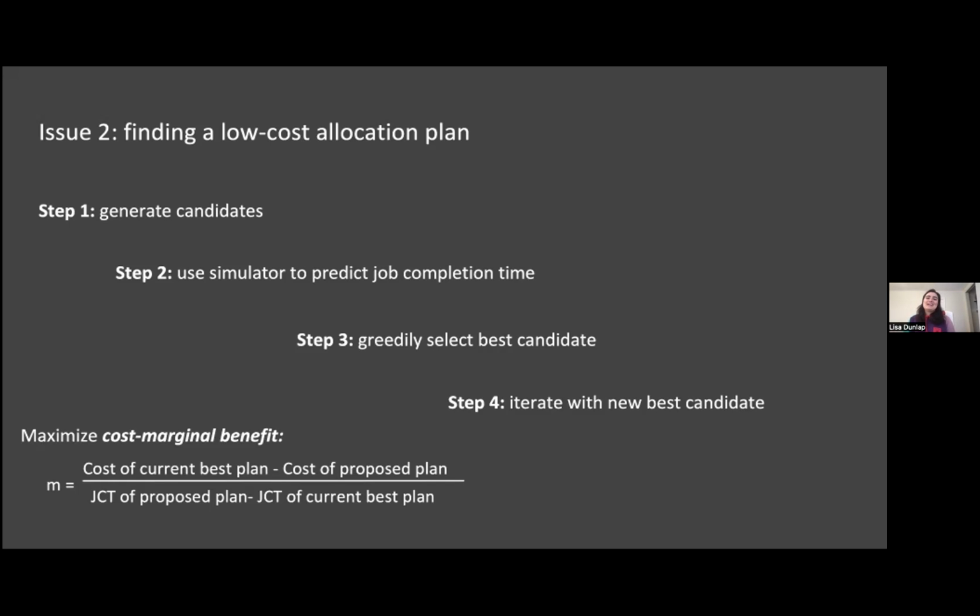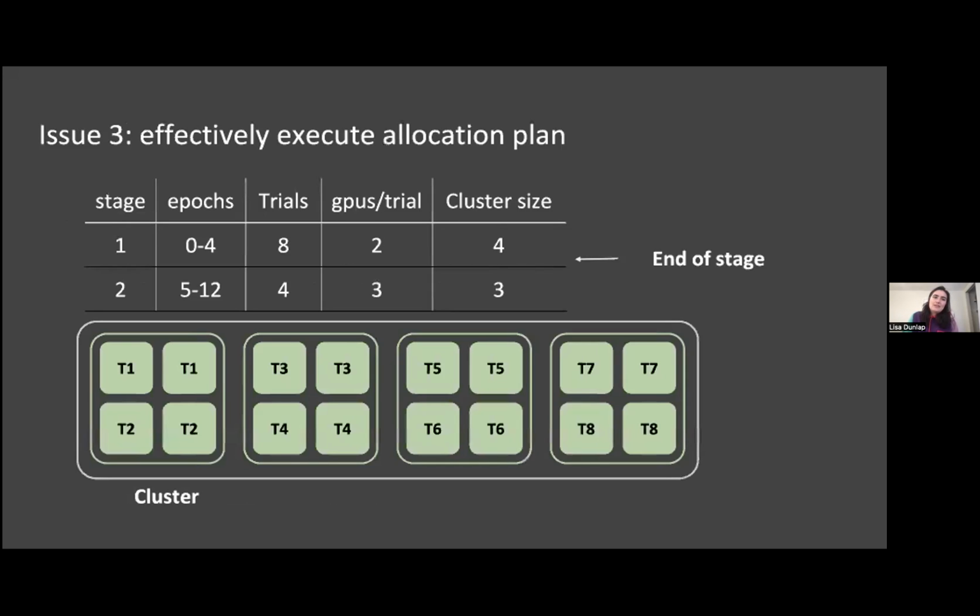And so in the end, we come up with this optimal allocation plan that maximizes this cost marginal benefit, which is the reduction in cost of one plan from another, normalized by the increase in runtime. So we want a plan that reduces cost without significantly increasing job completion time.